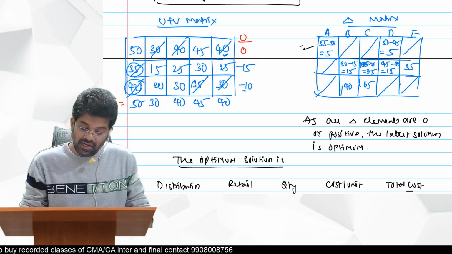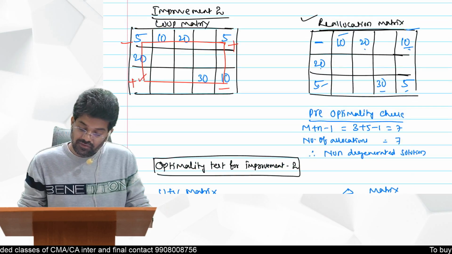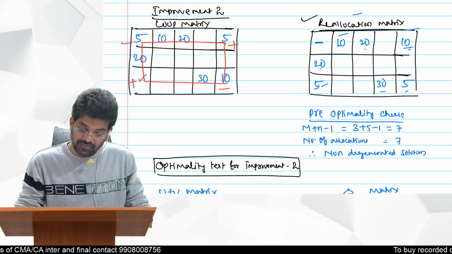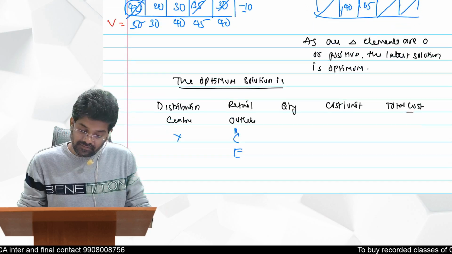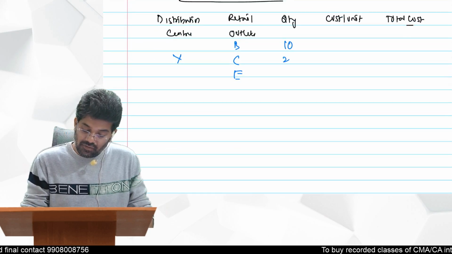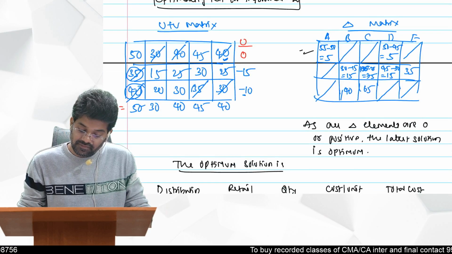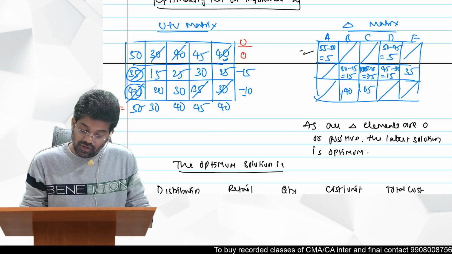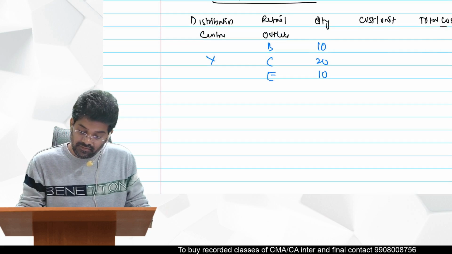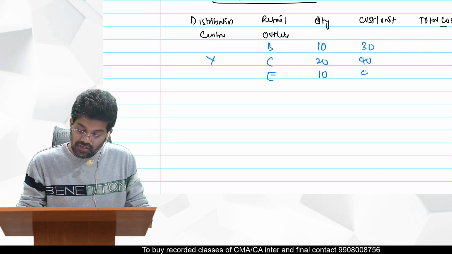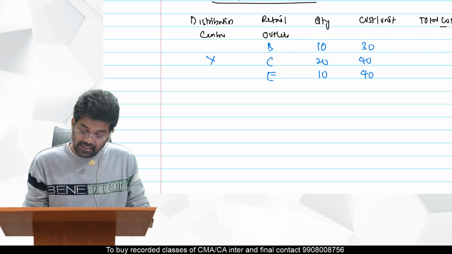What is the quantity there? Allocation quantity according to the reallocated matrix: 10, 20, 10. 10, 20, 10. And what is the cost of that? 30, 40, 40. 30, 40, 40.